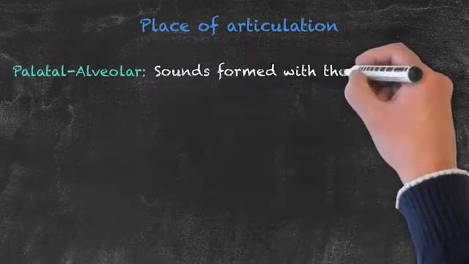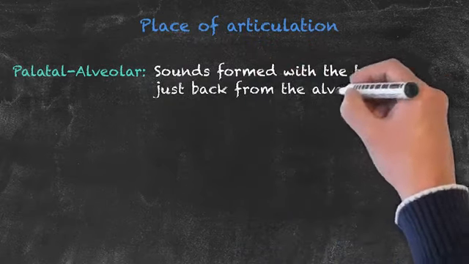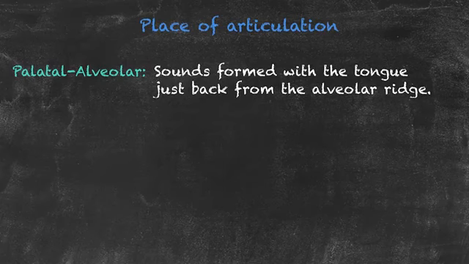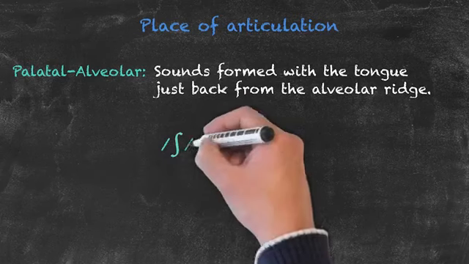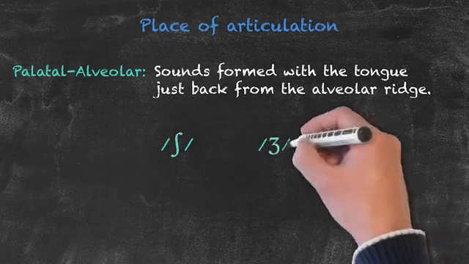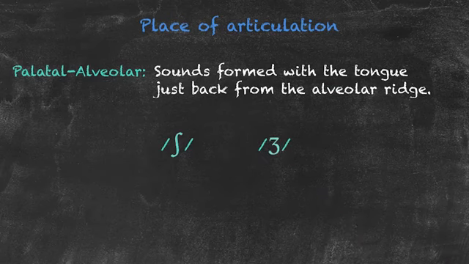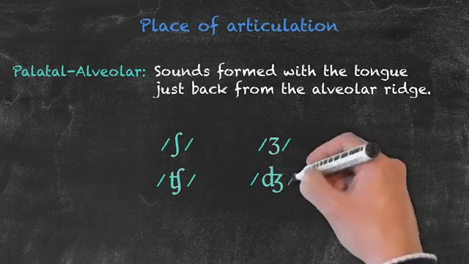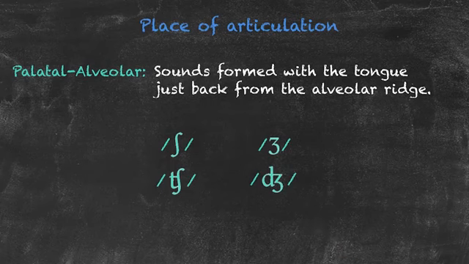Palato-alveolar sounds have the tongue moving ever so slightly back in the vocal tract, but not quite back to the soft palate. If you compare these sounds to those of the alveolar group, you should be able to feel this difference with the tongue moving just a bit slightly back. The sounds in this group include the sh sound of sh. Closely related to that is the zh sound, as well as our ch and j sounds.